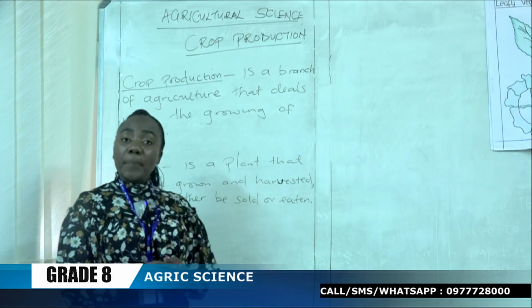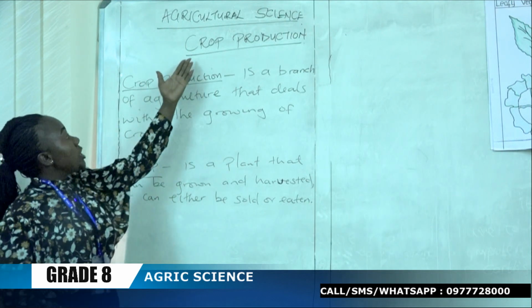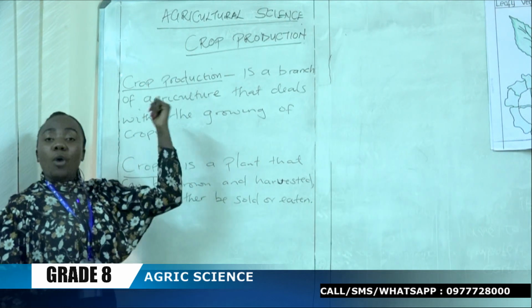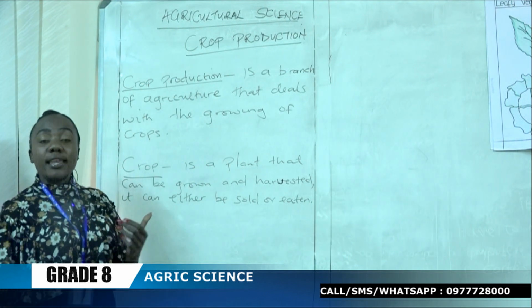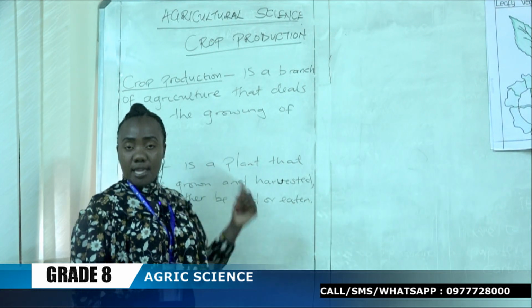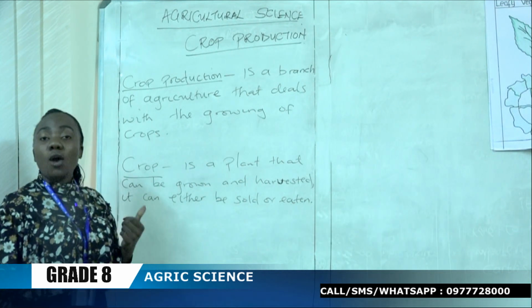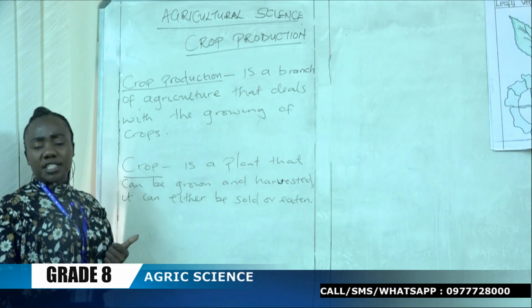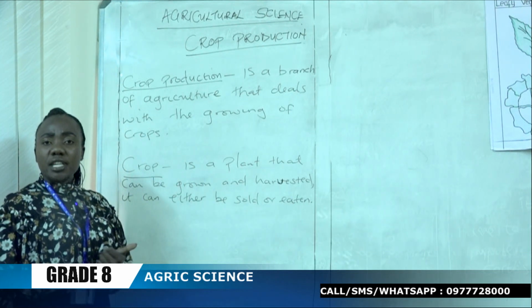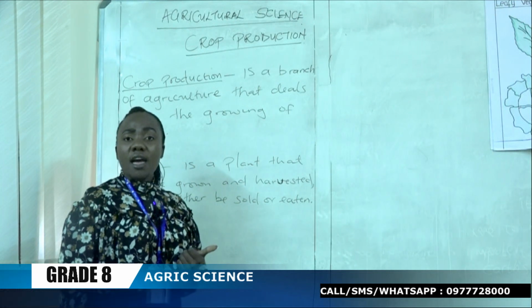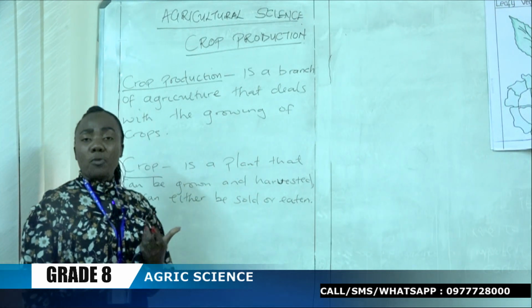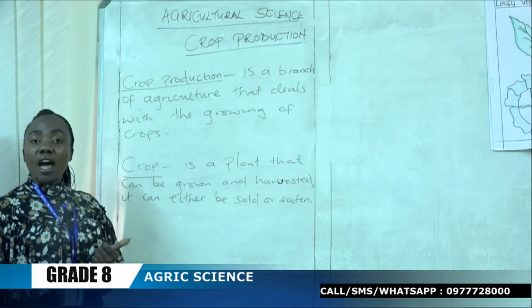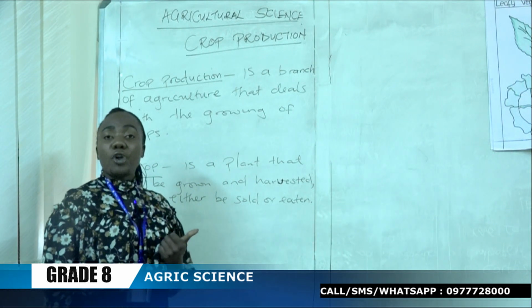So today's topic is a new topic which is on crop production. Before we go any further, we need to define what crop production is. So what is crop production? Crop production is a branch of agriculture that deals with the growing of crops.